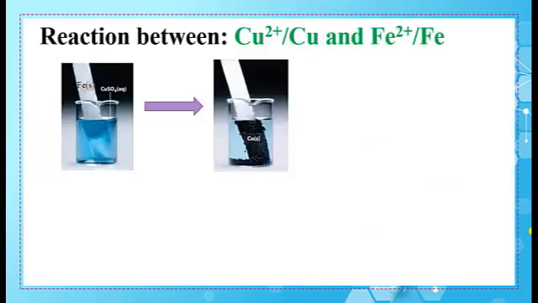Another example of a redox reaction is the reaction between the redox couples Cu2+/Cu and Fe2+/Fe. Here we dip an iron bar in a copper sulfate solution and leave it for a few hours. We can see that a deposit of copper is formed on the iron bar, and the color of the solution fades. Look at the color of the solution compared to the initial color. It means that there is a reaction that took place between Fe iron and Cu2+ ions in the solution.